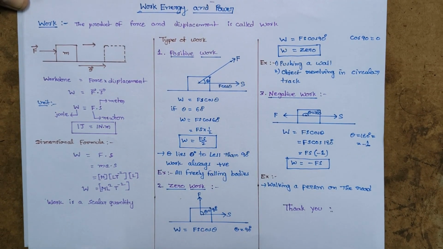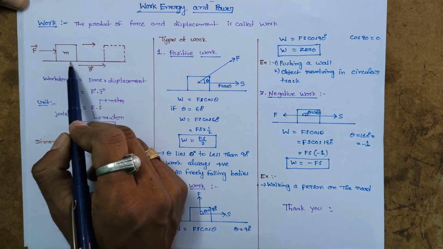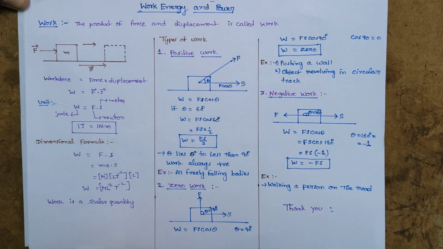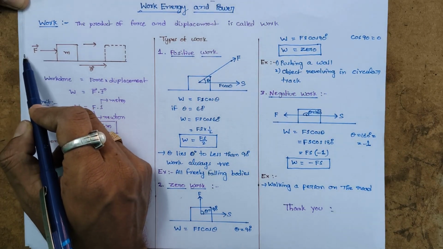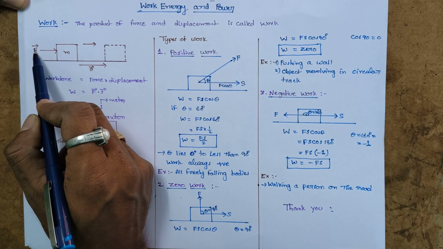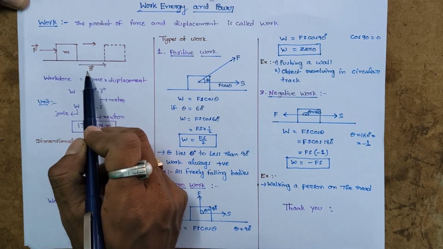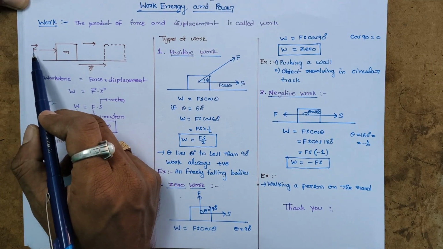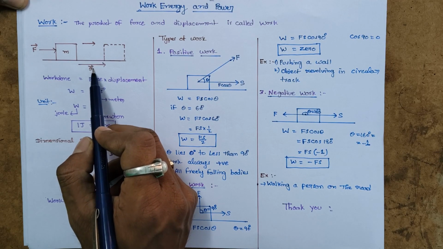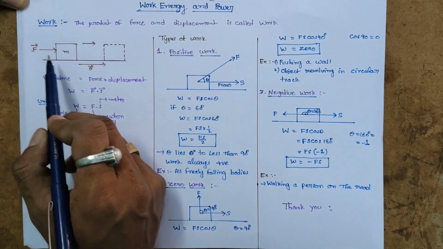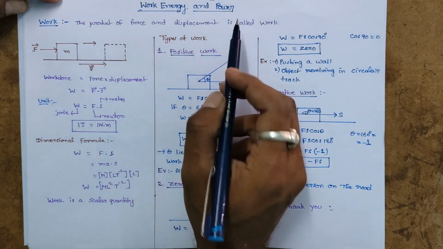So let us see the diagram. This is an object of mass m which is placed on a horizontal surface. Now if I apply some external force here, due to this external force, definitely this object moves some displacement s bar. So force is acting, and at the same time the object also moves with some displacement s. The product of force and displacement is called work done. That is the definition I already told.